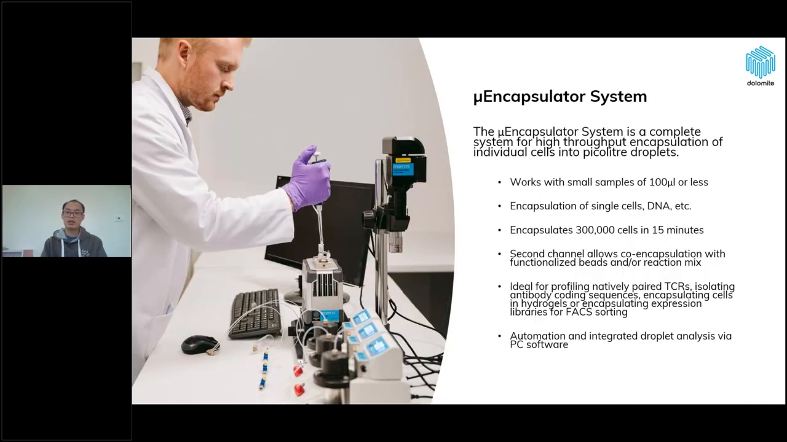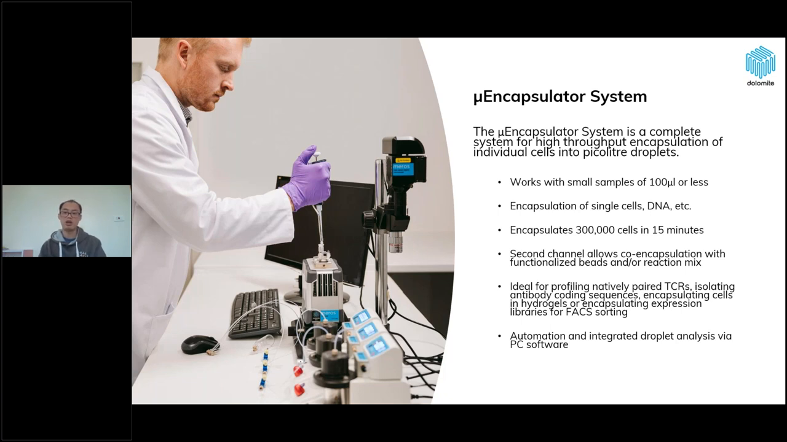So the second system I would like to introduce here is the micro encapsulator system. It's a complete system for high throughput encapsulation of individual cells into picoliter droplets. It works with a small sample of 100 microliters or less. It can also encapsulate single cells, DNA or other materials, and it can encapsulate up to 300,000 cells in 15 minutes.